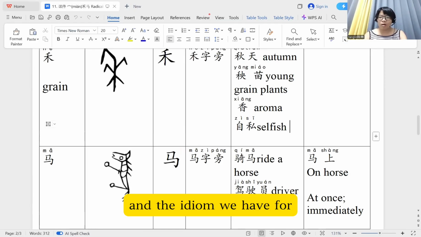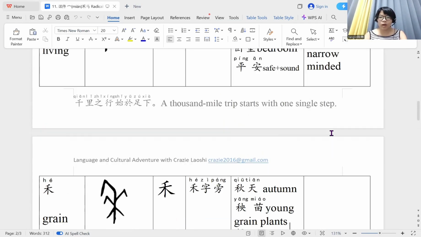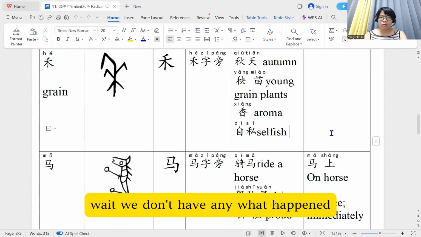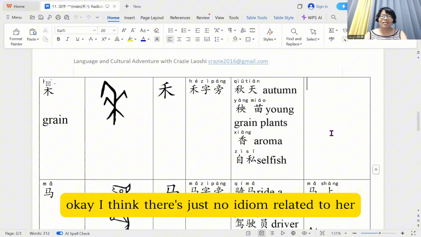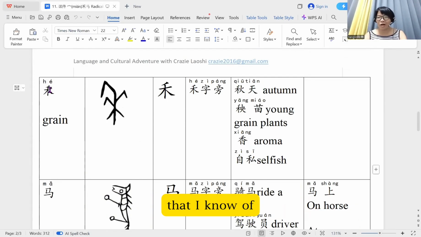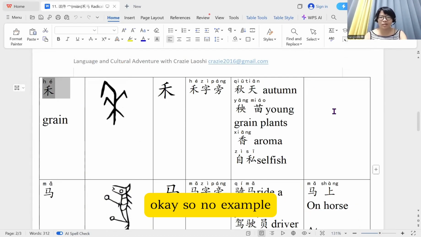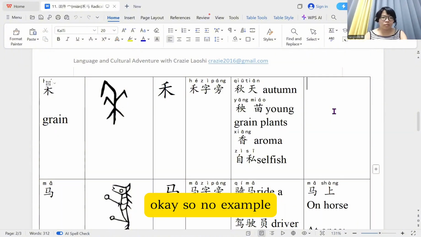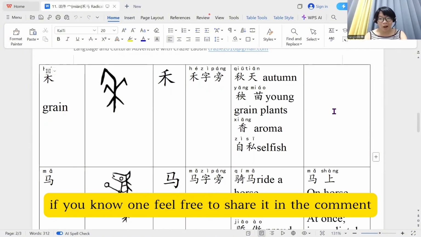And the idiom we have for 禾, do we have any? Wait, we don't have any. What happened? I think there's just no idiom related to 禾 that I know of, at least no common ones. So no idioms for 禾. If you know one, feel free to share it in the comments.